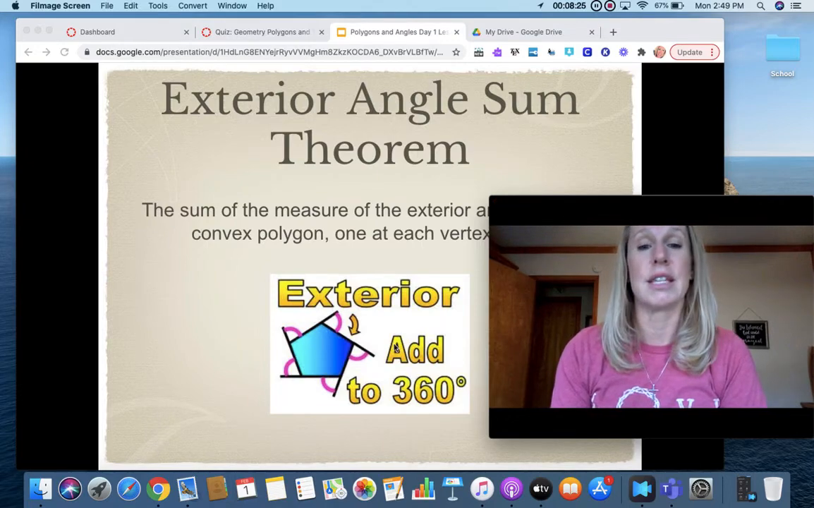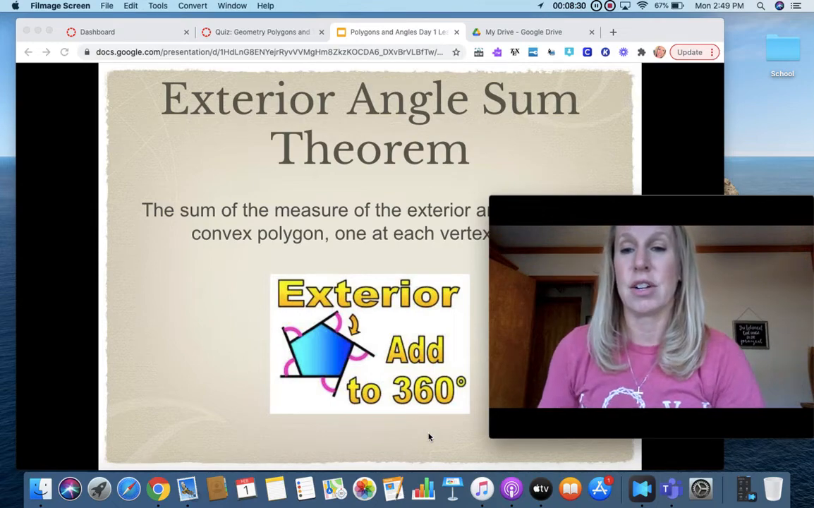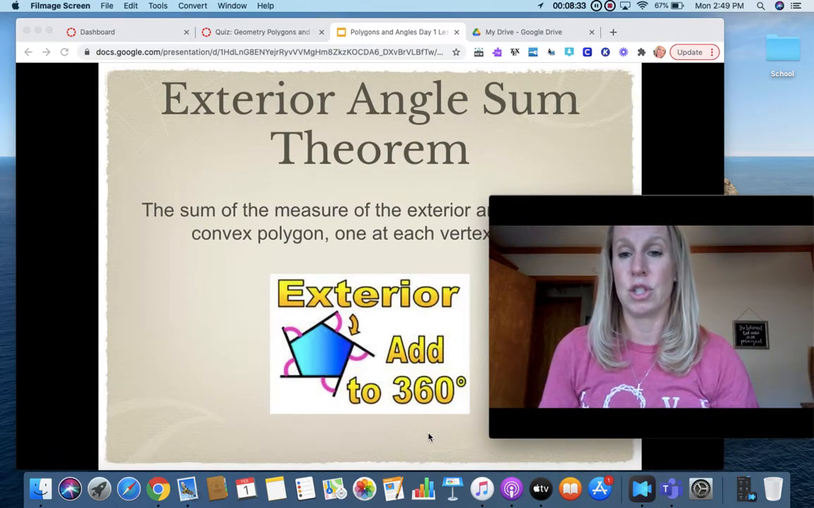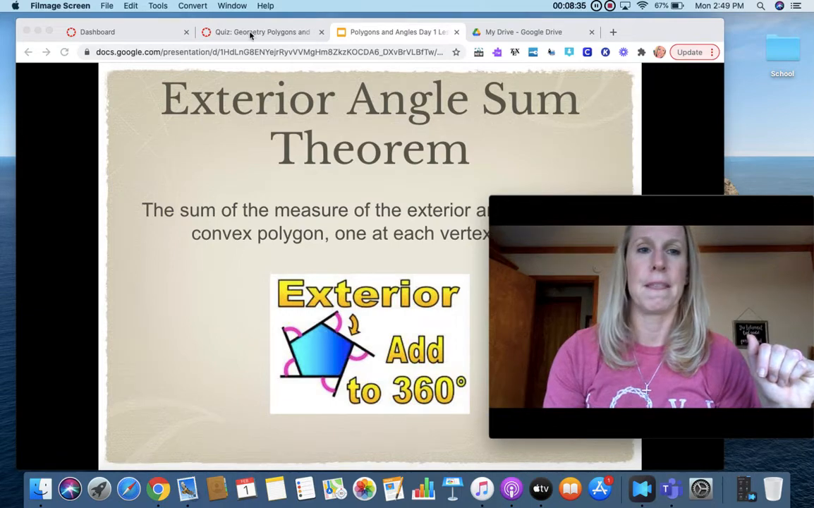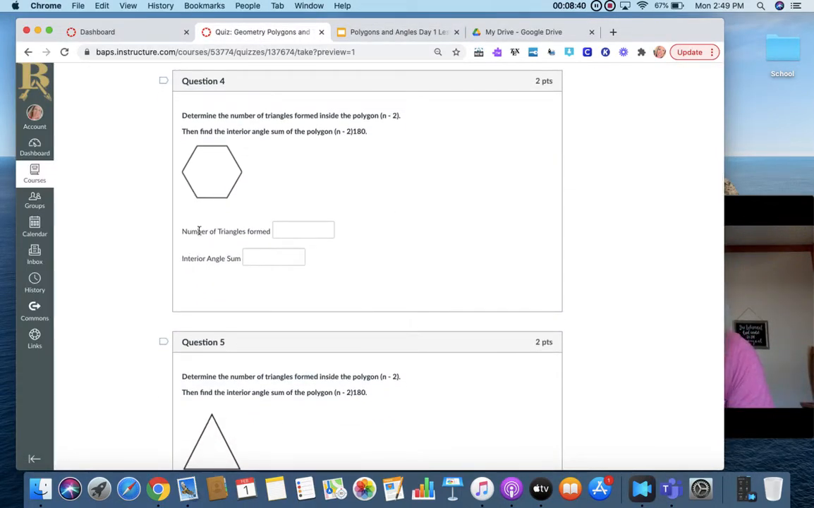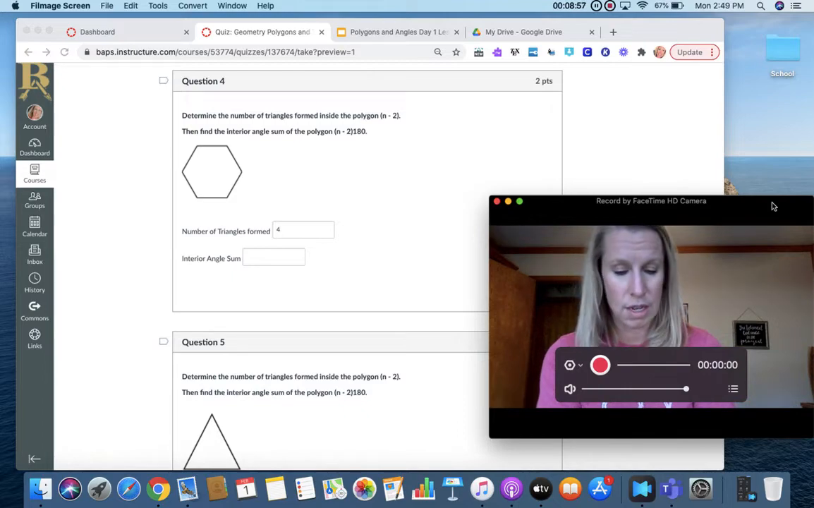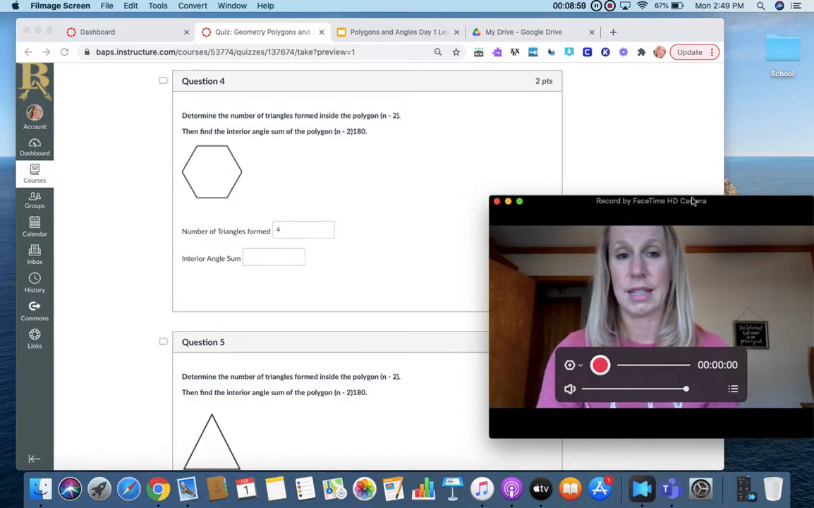So anyway, it's 360. Exterior angles always 360. Interior angles, do the number of sides minus 2 times 180. So let's go to your assignment. If we look at number 4, first of all, how many sides does this have? 1, 2, 3, 4, 5, 6 sides. So the number of triangles formed is always the number of sides minus 2. 6 minus 2 is 4. To get the interior angle sum, you just do the number of triangles, 4 times 180, and I get 720.